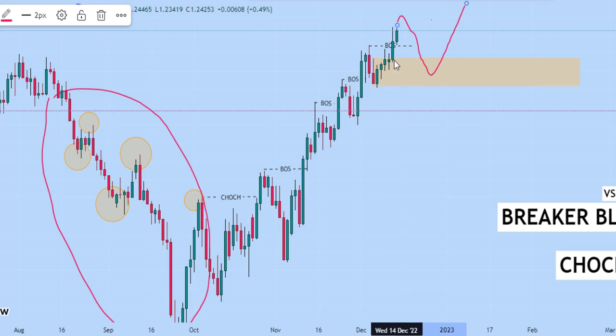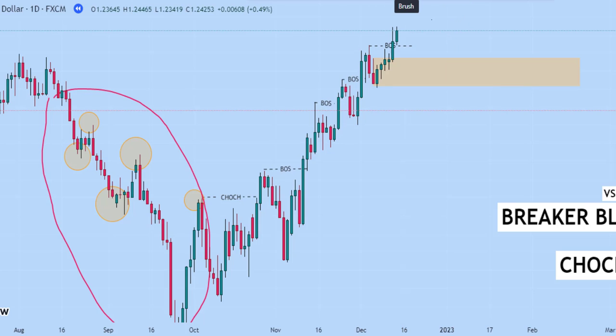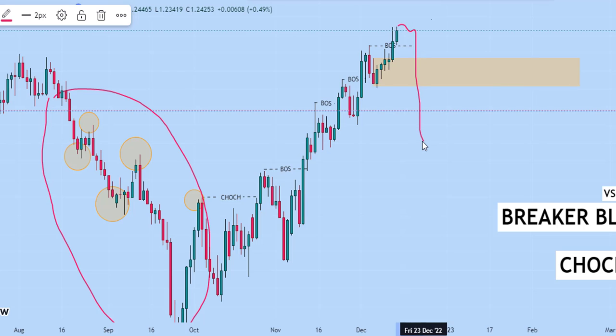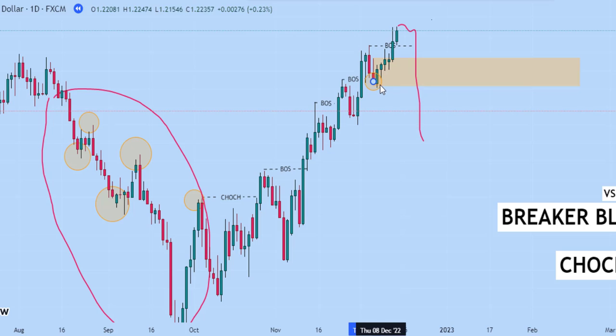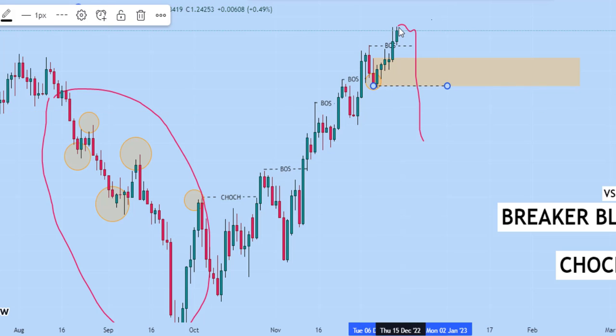But if this order block did not hold price and push price upward, and then we see a sudden change in the direction from here, we see something like this, price coming through and it took out this last higher low. Remember, we want to see the last higher low in this regard. It took out this last higher low. So this is a change of character, but we have a breaker block at this point.